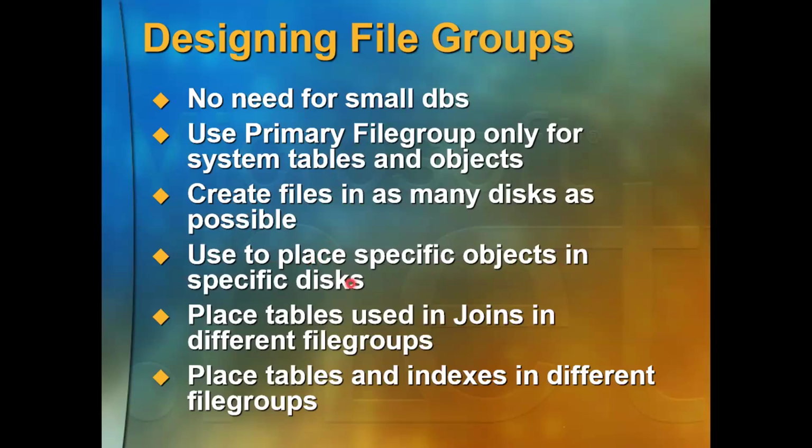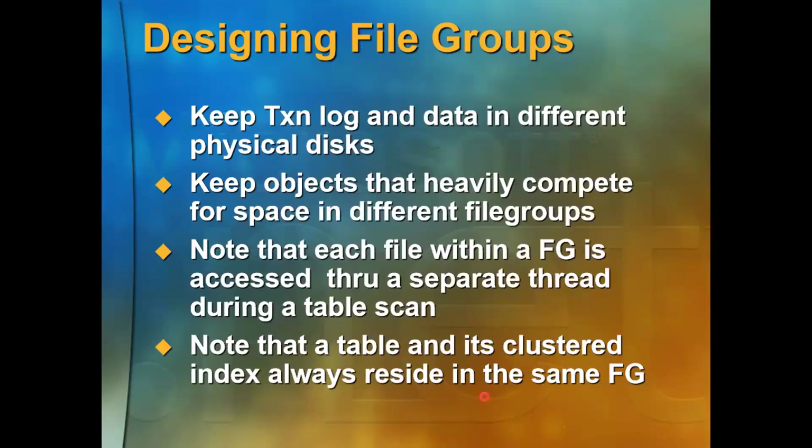You can also say sometimes file group 1 will contain all C drive files, file group 2 will contain all D drive. So the data of one table will be in C drive, the data of another table will be in D drive. You can place tables used in a join in different file groups. We will see what a join is when we come to query. You can also place tables and indexes in different file groups. Again, what is an index? We will see in the coming classes. So this is the purpose of designing the file group.